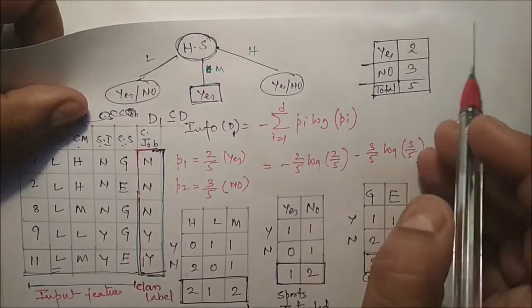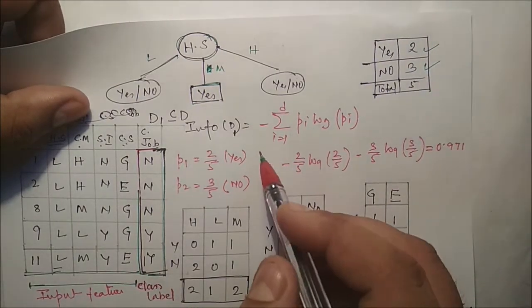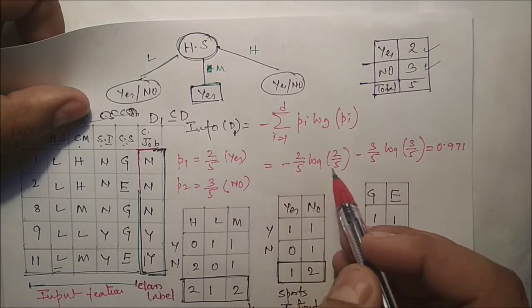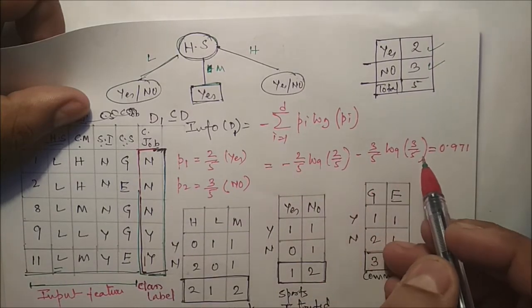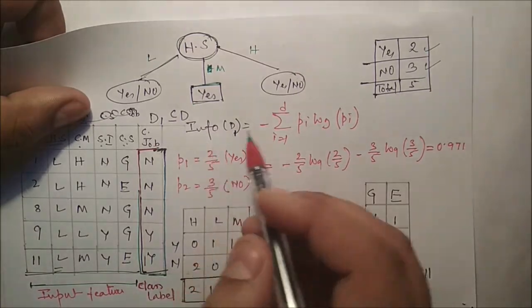So we can see 2 yes and 3 no's are there. So what is the entropy, Info(D1)? Minus 1/2 log 2/5 minus 3/5 log 3/5, that is 0.971. This is our Info(D1).